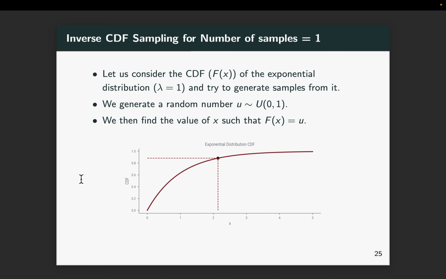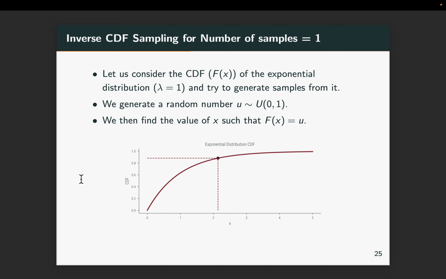So let's consider the CDF of the exponential distribution, and I've put a very specific value of lambda equal to 1. I want to be able to generate samples from this particular PDF, which is exponential with lambda equal to 1, and I can analytically find out the CDF for this. So let's generate a random uniform number from the uniform distribution between 0 and 1. Here it turns out to be something like 0.9.